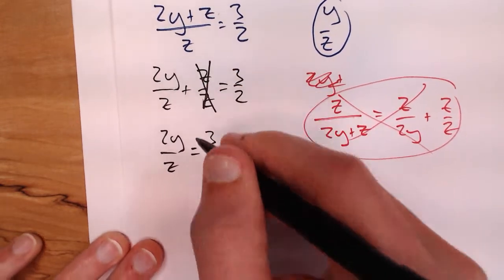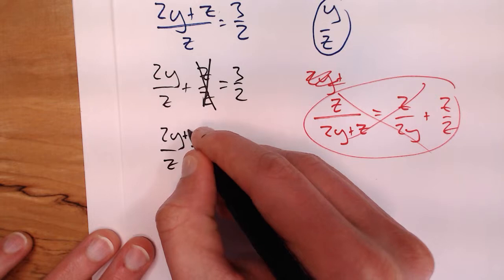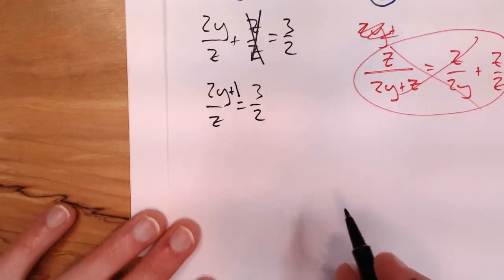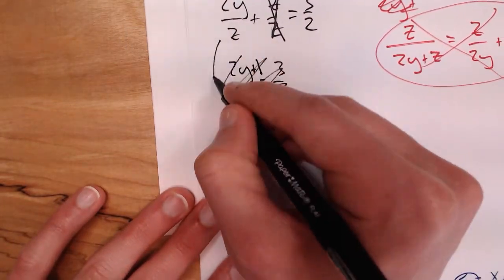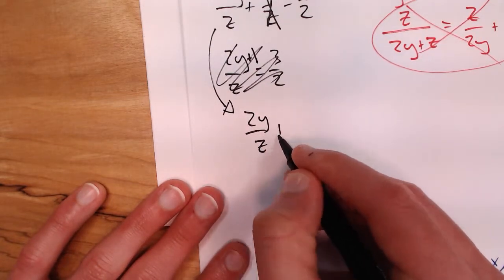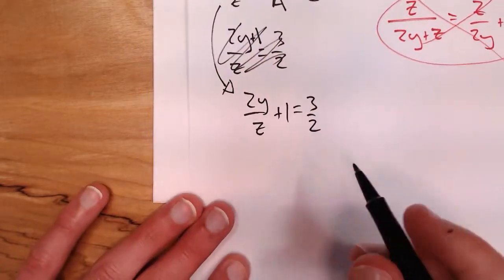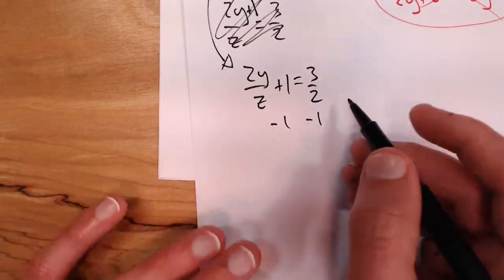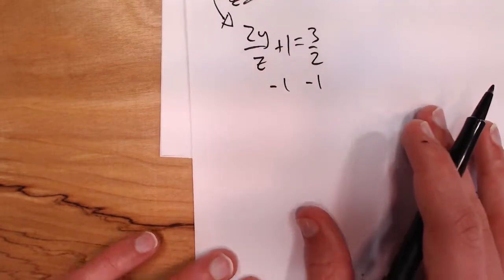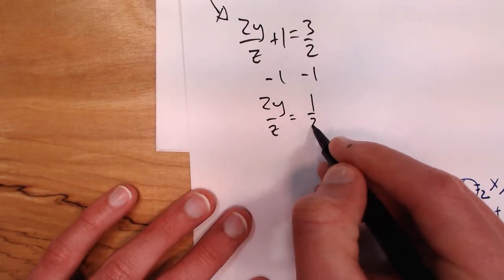So, oh, and hold on. Okay, pause for a second though. This z over z is just 1. So this should be 2y over z plus 1 is equal to 3/2. I'm going to write that a little bit neater. So our next step is 2y over z plus 1 equals 3/2, because z over z turned into 1. And now I want to subtract 1 from both sides because I'm trying to isolate y over z. So I get 2y over z equals 1/2.